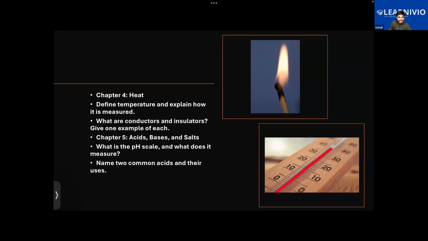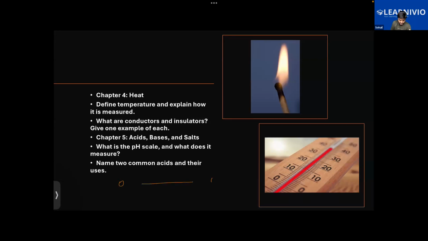Is it a strong acid? Is it a weak acid? Getting it now? Okay. The value starts from where to where? Anyone can answer this particular question. The value of the pH scale ranges from 0 to 14.